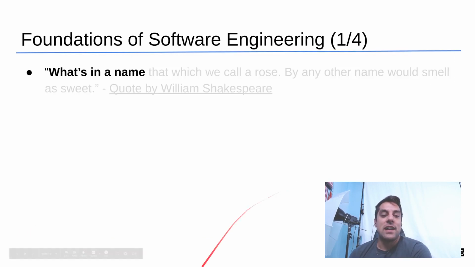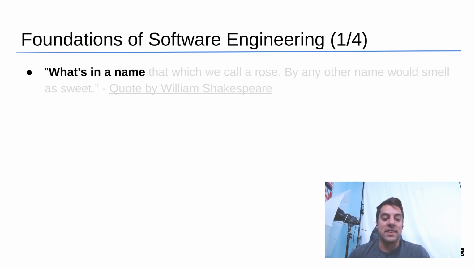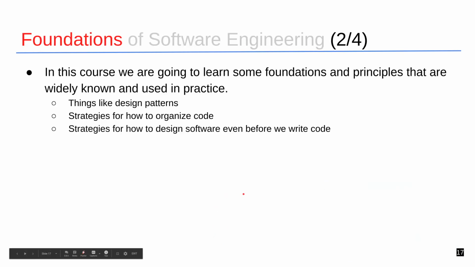Okay, so what's in a name? The Shakespeare idea here is in this course, again, we're just going to learn some foundations and principles that are widely known and used in practice. Things like design patterns, strategies for organizing our code, ideas about how to design software, again, before we write the code, so it'll save us time. And this has been shown time and time again. We'll look at a few case studies that designing your code and thinking about it before just jumping in and writing code is usually the right idea.